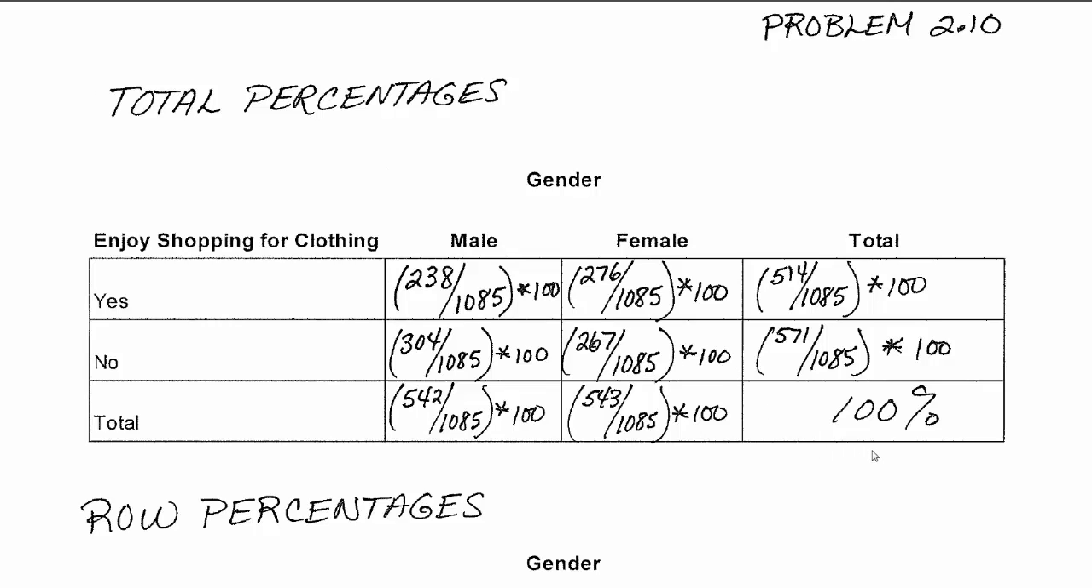Something important to notice, a good way to self-check yourself when calculating total percentages, is that this lower right-hand corner should equal 100%. If it doesn't, something is very wrong and you would need to recheck your work. So this is the manual concept of how this is being calculated.